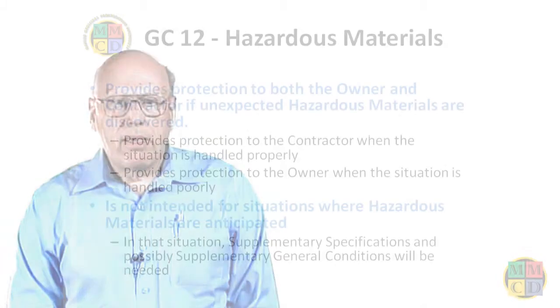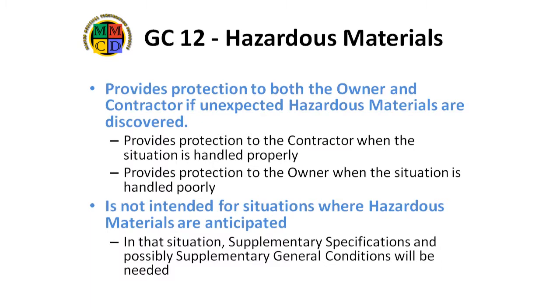The discovery of unexpected hazardous materials is a special case of concealed or unknown conditions. GC12 provides the protocol for handling this situation, as well as how payments are made and what indemnity protection is provided to the contractor who handles the situation properly, or provides significant penalties for one who does not. But GC12 is the fallback provision for an unexpected find of hazardous materials. It should not be relied upon if the owner anticipates this type of problem, as the rest of the standard documents do not have appropriate specifications for dealing with the many types of problems which may be encountered.